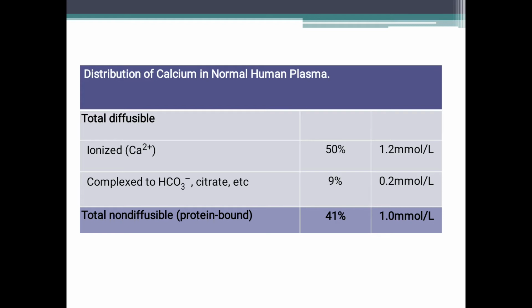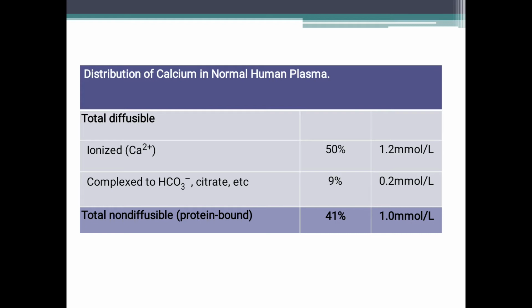So the total diffusible, the ionized form, will be 50%. 50% of the calcium will be in the ionized form, and complexed to the bicarbonate, citrate anions is 9%, and non-diffusible protein bound is 41%. So in this 50%, the ionized form is the form that is most important for the functions of the body.